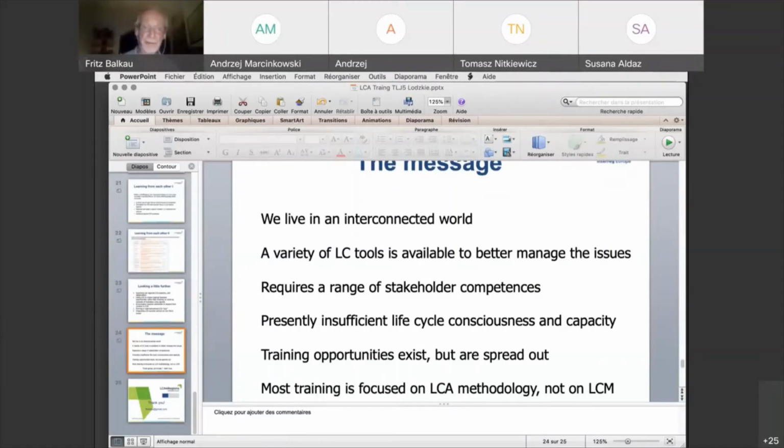And finally, most training is focused on LCA methodology, but not particularly deep on life cycle management methodologies. And many of the stakeholders and many of the clients of LCA need assistance and capacity built on life cycle management. So the leitmotif is think globally, act locally, start now.